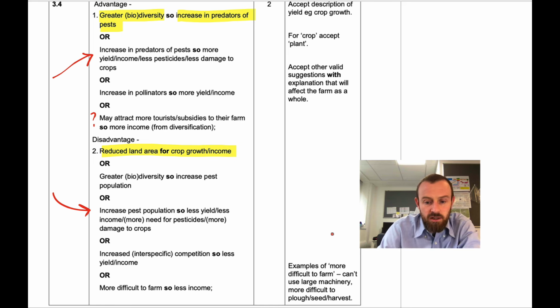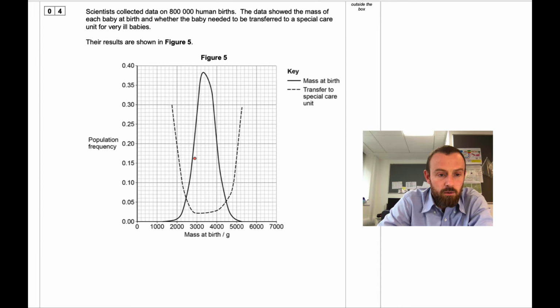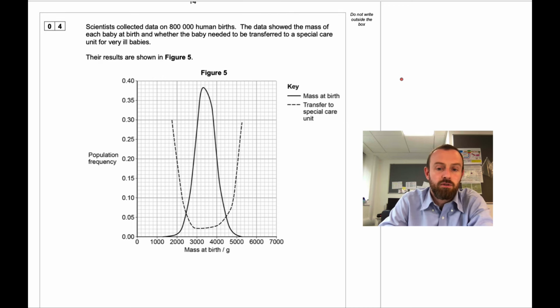Oh, I just spotted this down here. More difficult to farm. This is almost like an economics angle. It's interesting to see this in the mark scheme, but I was thinking this. It's harder to get a tractor between multiple small fields. If you remove the hedges in the middle, the tractor can just plow up and down. It's more efficient. So that's an economics angle, and that is one of the reasons why a lot of farms have removed hedges, because of the economics of tractors. All right, I think we're on to the next question. Yes, here we are. Question 4.